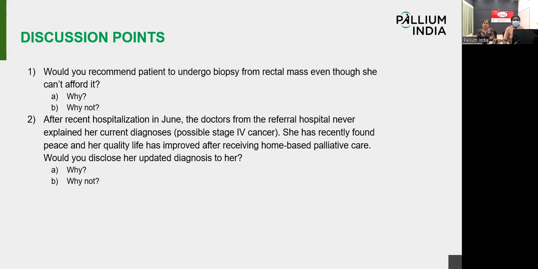And should we tell about the diagnosis to her? She seems pretty settled and peaceful, because there is a team going regularly and maybe she's getting good pain relief. We have an intense session on this particular topic, whether we should discuss the diagnosis. But still, what do you all think about the biopsy part and the diagnosis?